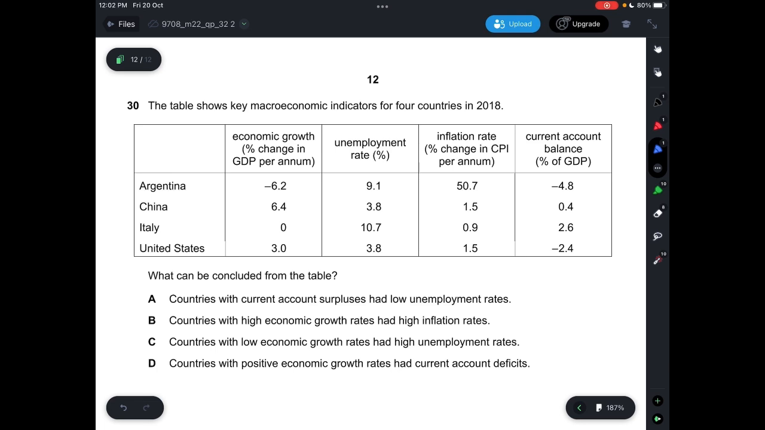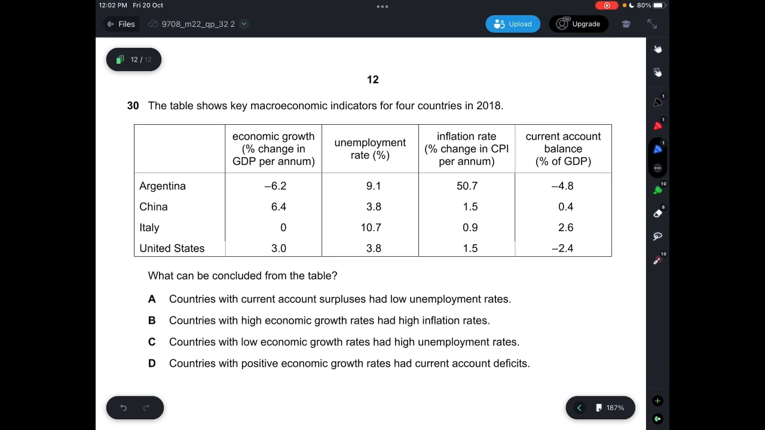Question 30. The table shows key macroeconomic indicators for 4 countries in 2018. What can be concluded from the table? Okay, so you can see economic growth, percentage change in GDP per annum, in Argentina is negative 6.2. China is positive 6.4. Italy is 0. United States 3.0. Unemployment rate in Italy is quite high, it's 10.7. Argentina 9.1. China 3.8. Same as the United States. Inflation rate in Argentina is 50.7. China 1.5. Italy 0.9. And 1.5 for the United States.